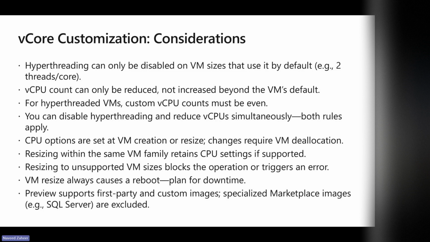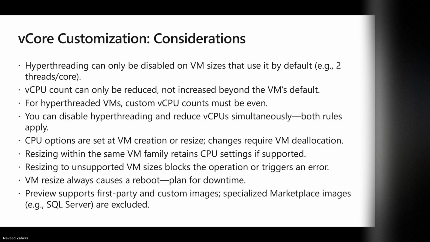Any questions, folks? Okay, now let's talk about some of the considerations. Number one, disabling hyperthreading only works if hyperthreading is enabled in the first place. If that is the case, then you can disable it. Otherwise, you will get an error. If a VM is using hyperthreading, then you can reduce it to one thread per core. Otherwise, there is no point.